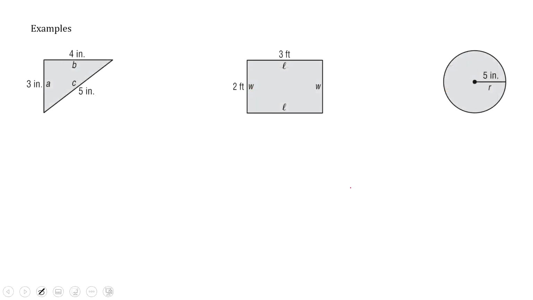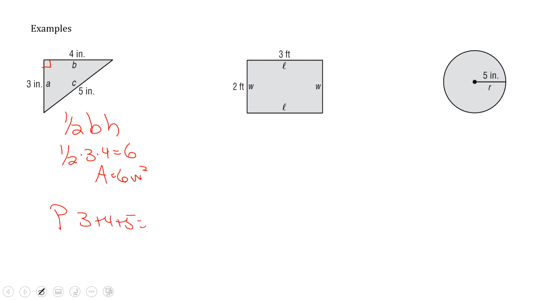All right, so we have some examples. We have a triangle. We're trying to find the area. We're going to call this a right angle, so I know what my area is. My area of a triangle is 1/2 the base times the height. I have 1/2 times 3 times 4, which I know is 6. So my area of this triangle is 6 inches, and then don't forget the squared because it's the area. Perimeter is just the sides added together, so 3 plus 4 plus 5 equals 12.